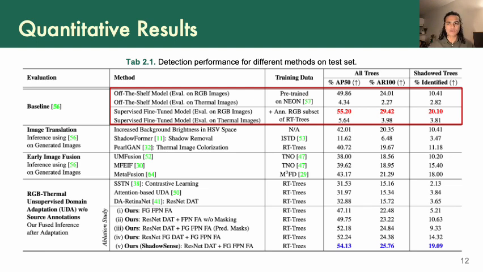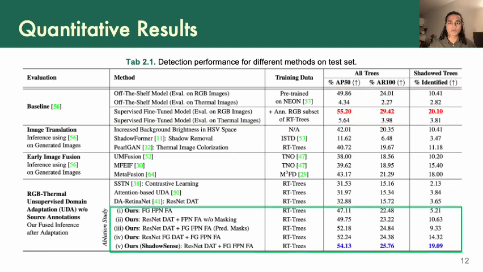We additionally provide results for a supervised fine-tuning experiment, which can be thought of as the target that we want to achieve. However, this required laborious and time-consuming annotation, which spanned over 2 weeks. Instead, the proposed ShadowSense can achieve comparable performance without any annotations for training, and compared to the off-the-shelf baseline, AP50 is improved by 5% to 55, and percent of shadow trees identified is nearly doubled.